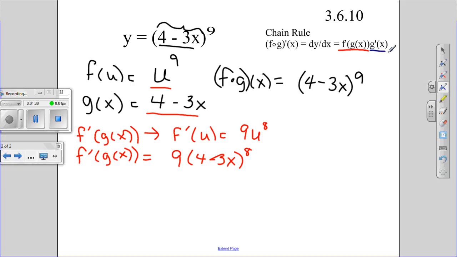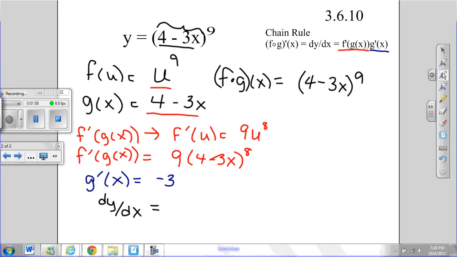We're going to need to get our g prime of x. And our g prime of x is simply the derivative of 4 minus 3x, which we can easily see is negative 3.